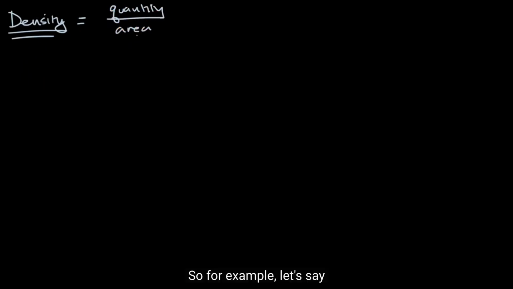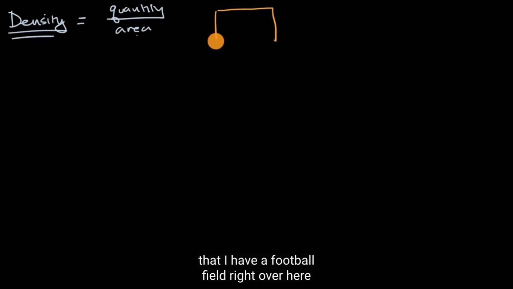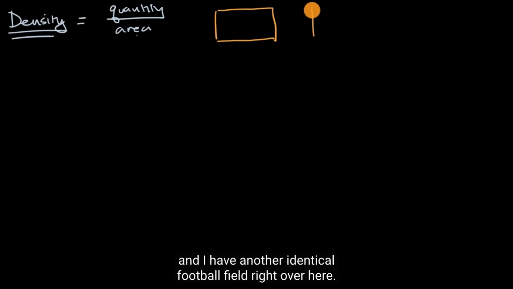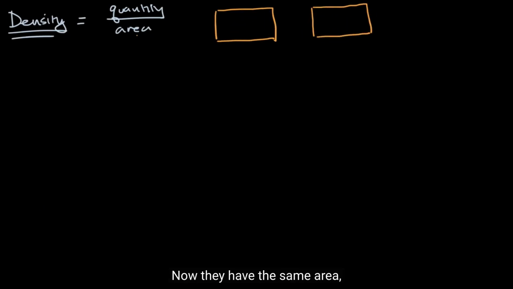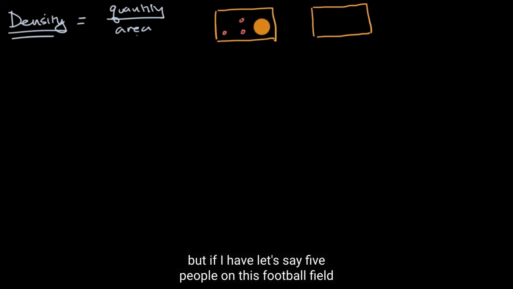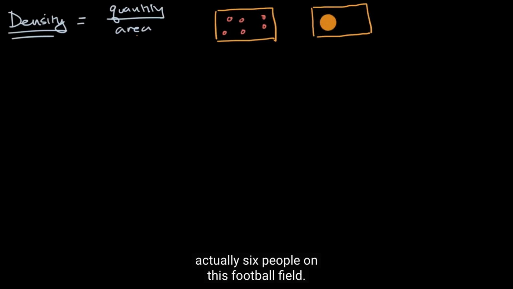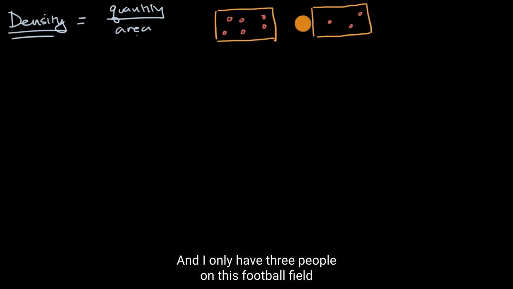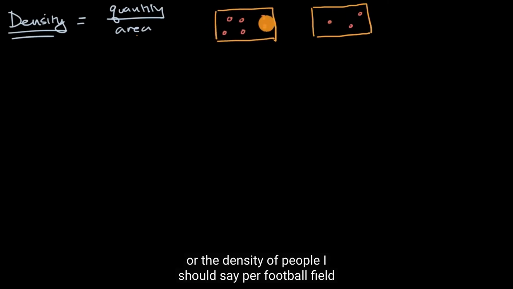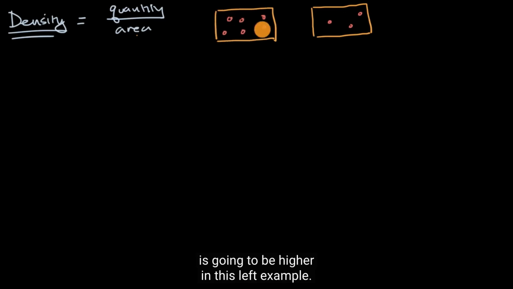So for example, let's say that I have a football field right over here, and I have another identical football field right over here. Now they have the same area, but if I have, let's say, 6 people on this football field, and I only have 3 people on this football field, the density of people per football field is going to be higher in this left example. So it's always going to be quantity per area.